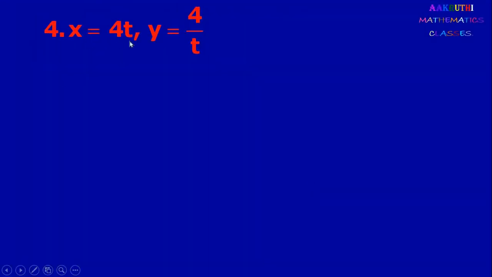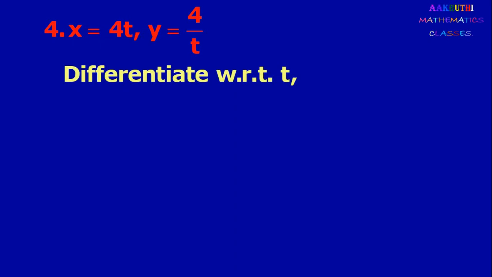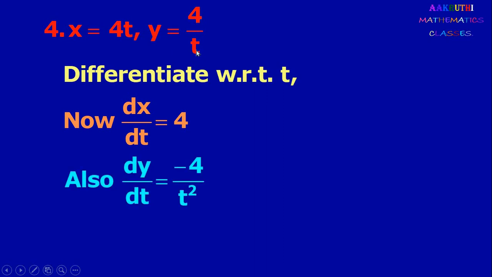So next question, x equal to 4t and y equal to 4 by t. Here also x and y are expressed in terms of t, therefore t is the parameter. So differentiate with respect to t. Now first dx by dt, in 4t, 4 is constant, t differentiation is 1. So therefore dx by dt is 4. Then differentiate y equal to 4 by t. Here also 4 is constant and 1 by t differentiation is minus 1 by t square. It is of the form 1 by x and 1 by x differentiation is minus 1 by x square. Therefore dy by dt is 4 constant, 1 by t differentiation is minus 1 by t square. So it is minus 4 by t square.